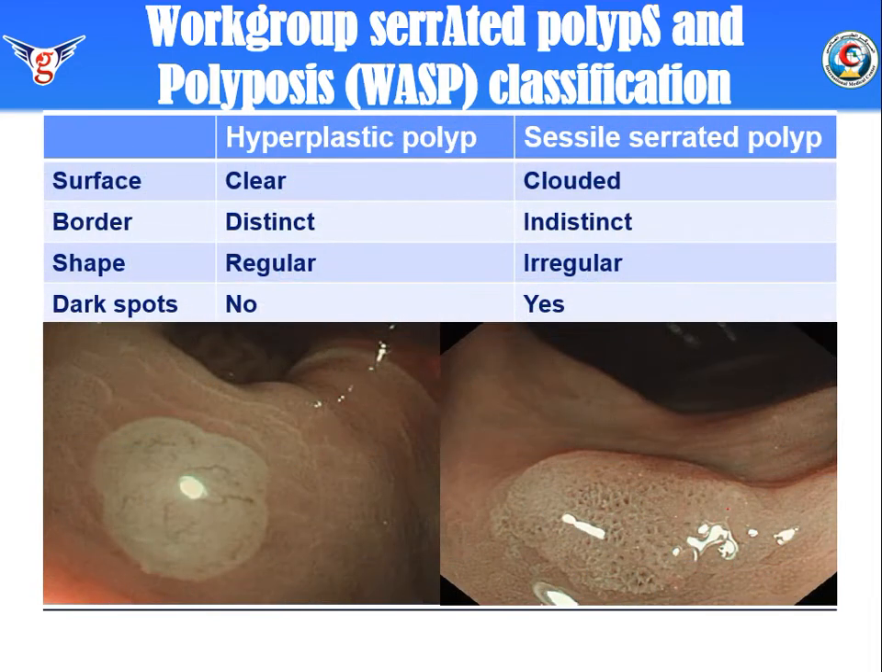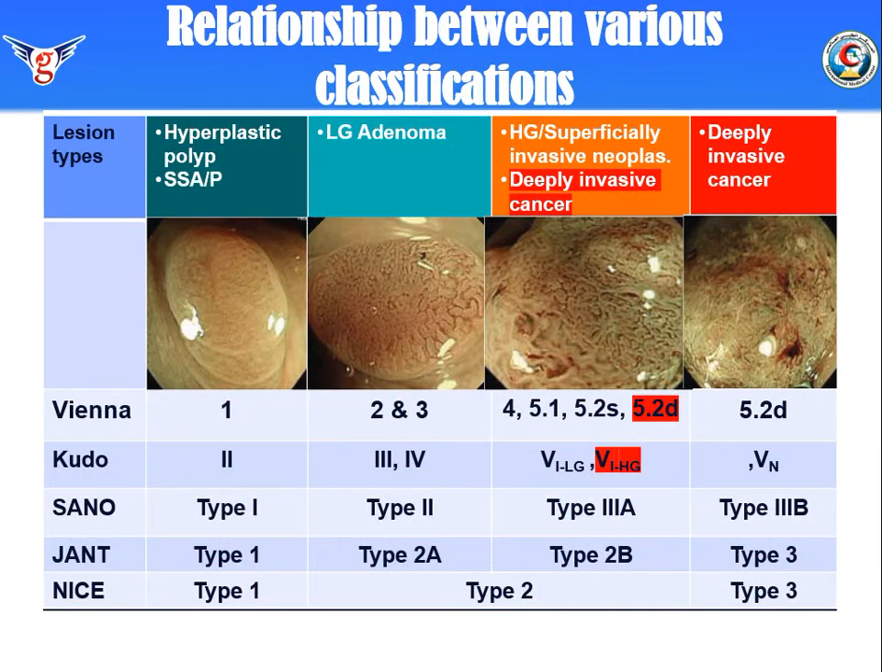If the NICE Type 1 lesion has 2 features of the following 4, then the lesion is sessile serrated adenoma, otherwise it is a hyperplastic polyp. The 4 features are clouded surface, indistinct border, irregular shape, or dark spots inside the crypts. This is the relationship between different enhanced imaging classification types, CUDO, SANO, JNET, NICE, WASP and Vienna classification.